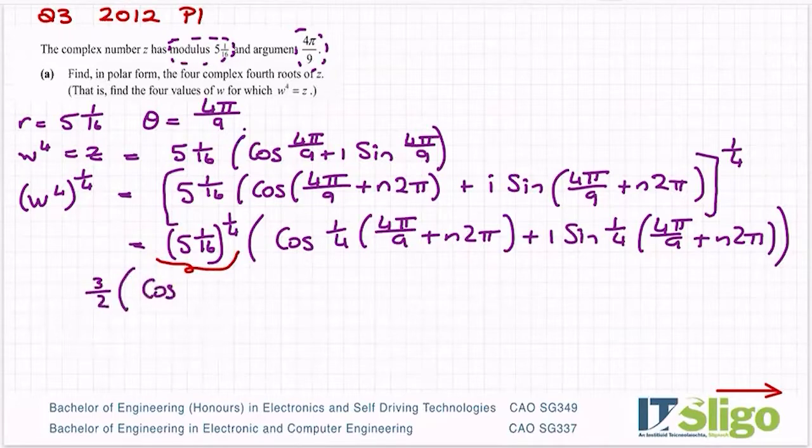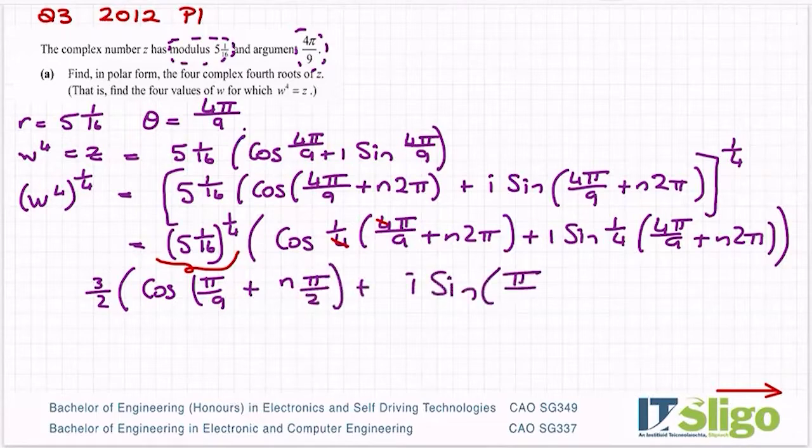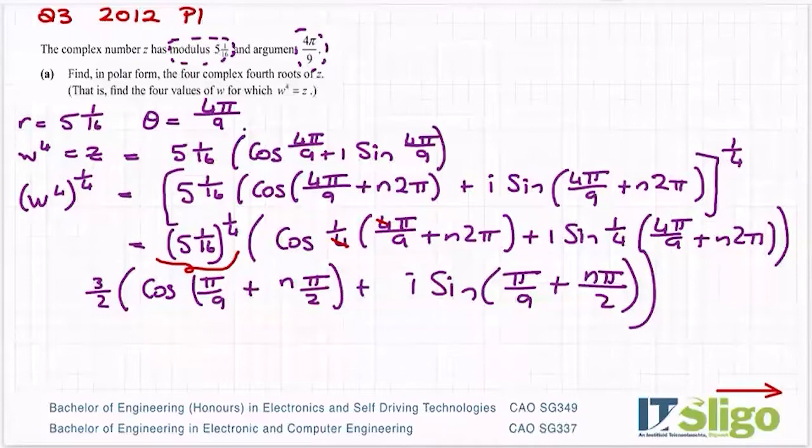So cos, now a quarter times 4 pi over 9. Well, the 4 will cancel with the 4 there, so it'll be pi over 9 plus n pi over 2, or n a half pi, whichever way you want to write that, plus i sine pi over 9 plus n pi over 2. Okay, so we're all set up now. That's as simplified as I can get.